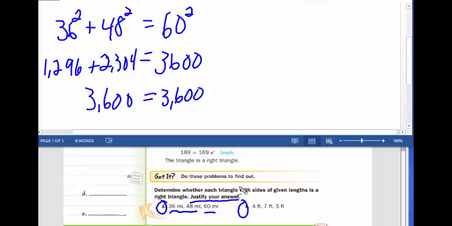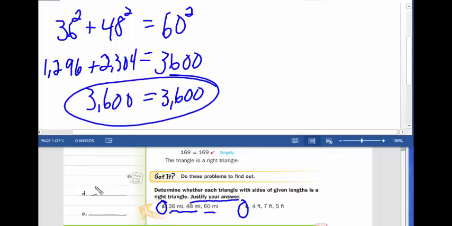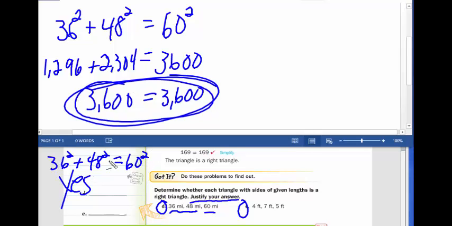And here's how you justify that answer in this case. You would say that the answer is yes in this case, and you would say that 36 squared plus 48 squared does equal 60 squared. Or you could say that 3,600 equals 3,600. There's more than one way to do that justification. The key here is that you recognize that indeed it is yes. Now for problem number 4, we have our two smaller legs.